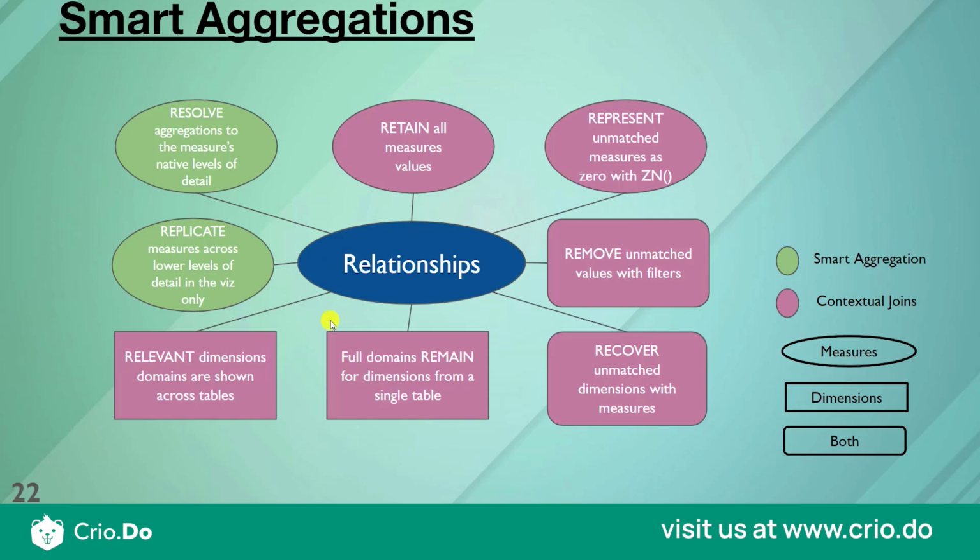We have this concept of 8 R's of relationship semantics in Tableau. So Tableau needs rules to follow the semantics and determine how to query your data at the backend. So relationships have two types of this semantic behavior. The first one is smart aggregations and the second one is contextual joins.